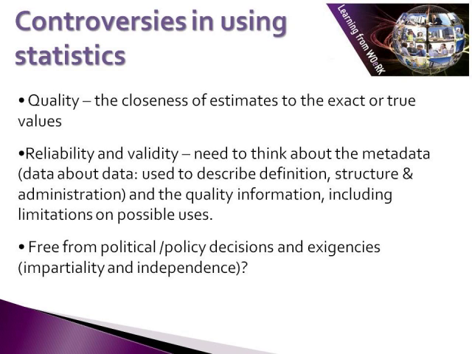The first thing is thinking about the quality of the statistics. So that is how close the statistical estimates are to exact or true values. The second thing to think about is the reliability and validity of the statistics that are being used. So to do this, we need to think about the metadata and the quality of information that is being used to construct statistics. When we think about metadata, what we're really talking about is the data that describes the data that we're looking at. So it's the information that helps us to understand how that data is defined, what it's structured like, and how it's been administered.